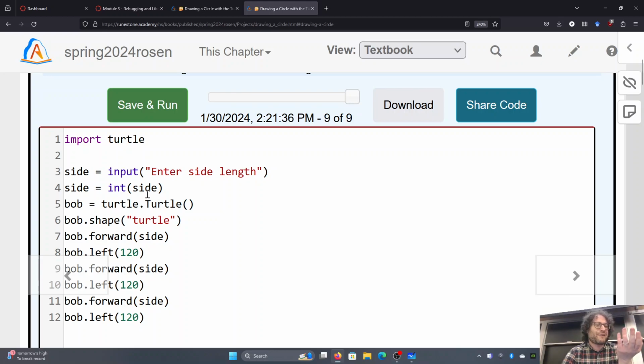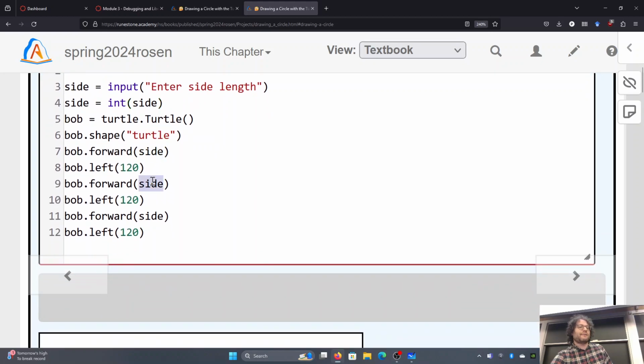Speaking of making things harder for myself, one thing that I did make harder for myself is that I had this side variable over here. I took it in, and then I had 50 over here, and I had to replace each of those 50s with side. And since this is a triangle, I had to replace 3 of those things.